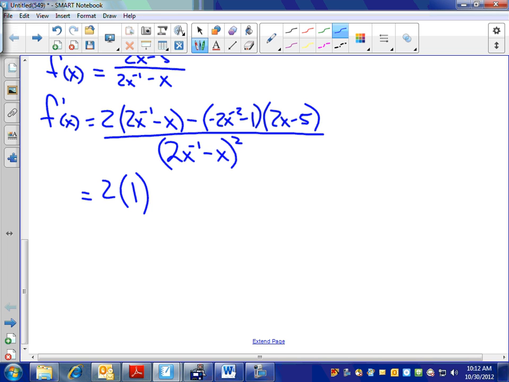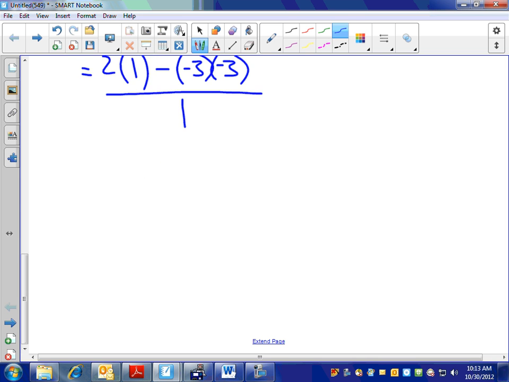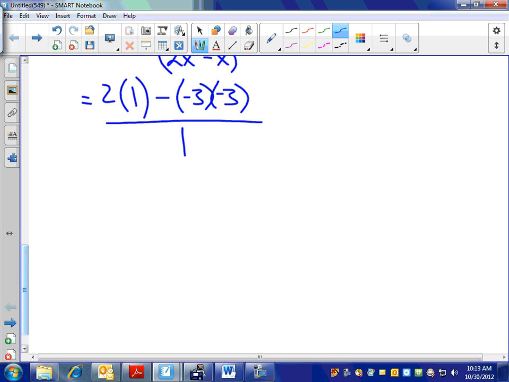So if I plug in 1, I get 2 minus 1 is 1. Minus, what is 1 to the negative 2? 1 times negative 2 minus 1, negative 3, times, what is 2 times 1, minus 5, over, let's plug in 1. What's 1 to the negative 1, times 2 minus 1 squared. See what I did? I saved myself the algebra. I don't need to do all the algebra because I just need a value for the slope.